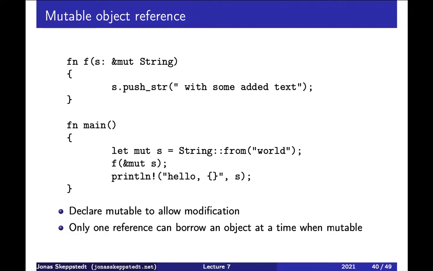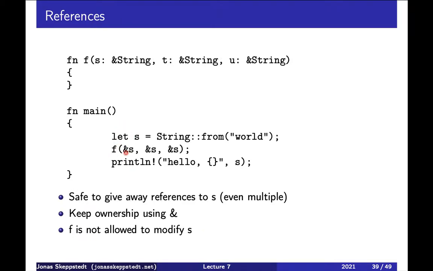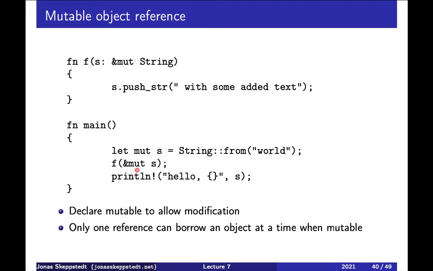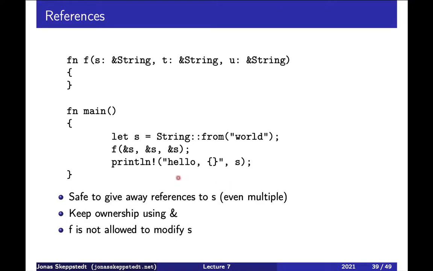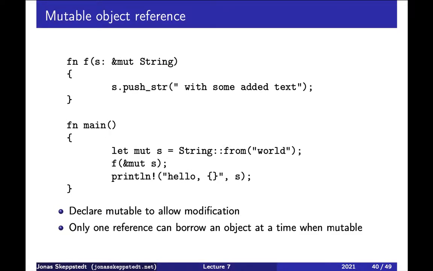So say that we want to modify the object, then we need to do this. In addition to this operator, we need to specify that it should be mutable. And now we can add something to this string and print it. Could we have multiple references referring to the same object? No, of course not. There can only be one that modifies this.